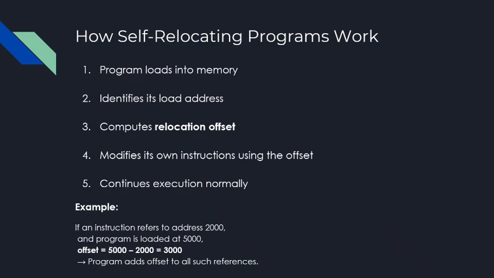A self-relocating program first loads into memory. Then it identifies its load address, calculates a relocation offset and updates its internal instructions. For example, if a program expects address 2000 but gets loaded into 5000, then the offset will be 3000 and it adds 3000 to all address dependent instructions. Then the program continues its execution normally.